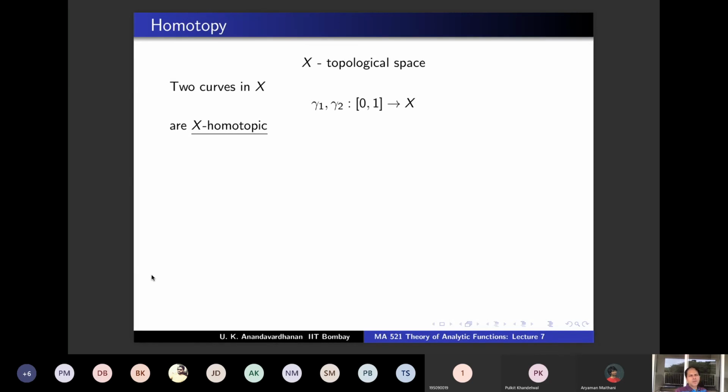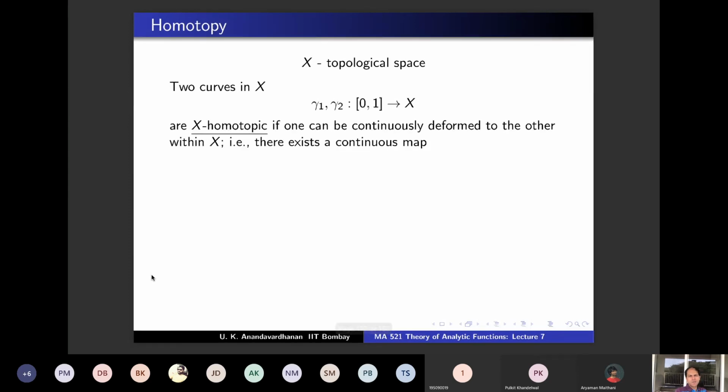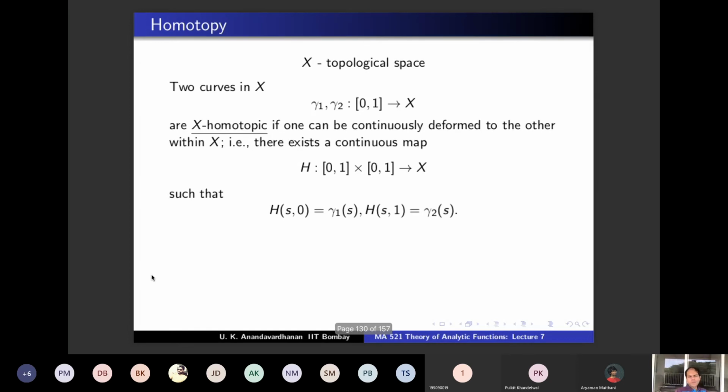And these are said to be homotopic in X, or X homotopic, if one of the curves can be continuously deformed to the other without going outside X. Within X, it can be continuously deformed. Meaning, there is a continuous map H from the unit square to X such that H(s, 0) is gamma 1(s). You are starting at gamma 1. So you have two variables s and t, where t is time. At time 0, you are the curve gamma 1. And at the final time, time 1, you are the curve gamma 2. If this happens throughout s, then you are continuously shifting gamma 1 to gamma 2. And you will say that these two are homotopic.